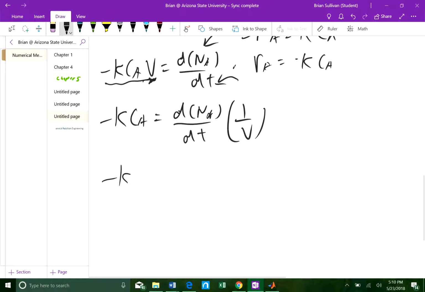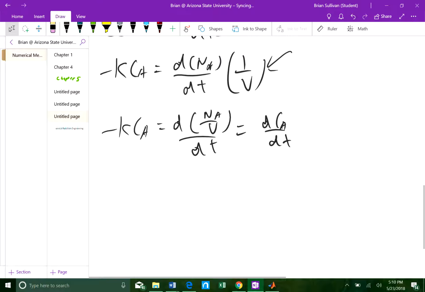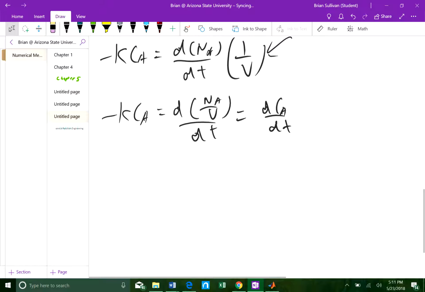So now you got negative KCA, and it's known that if this is constant, you can move that into the derivative on the numerator. Meaning, you could say, okay, well, DNA over V over DT, which is going to give you DCA over DT. Okay, now what? Now that was the hard part. That was the little non-intuitive step. That's kind of the puzzling part of it. The rest of it's easy.